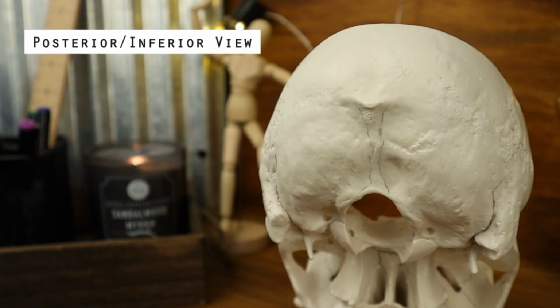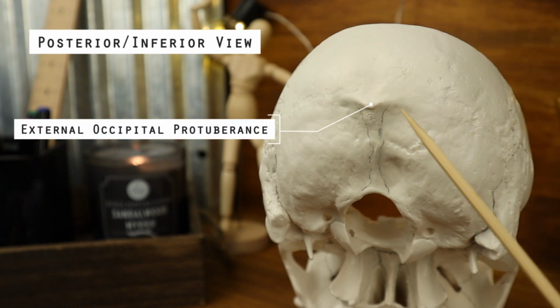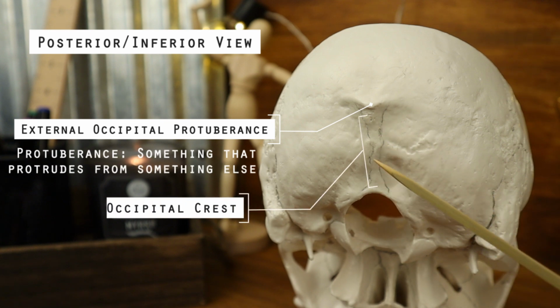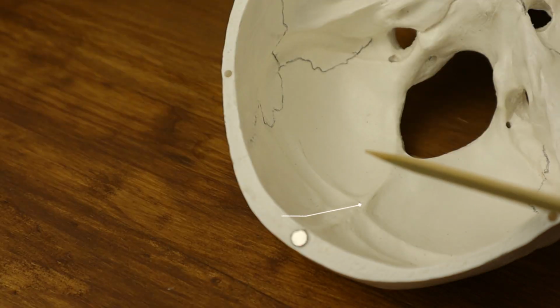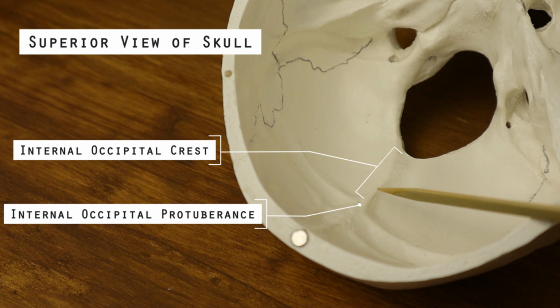Starting with the posterior view of the skull, we can see a projection called the external occipital protuberance. Recall that protuberance means that it protrudes from something else. Now, this ridge-like structure following the protuberance is called the external occipital crest. And yes, both of these structures imply that there are internal counterparts, and there are. Within the cranial cavity, we can see the internal occipital protuberance and the internal occipital crest.